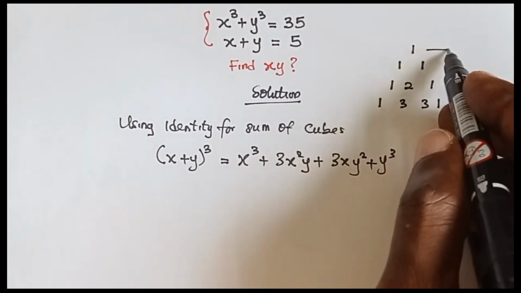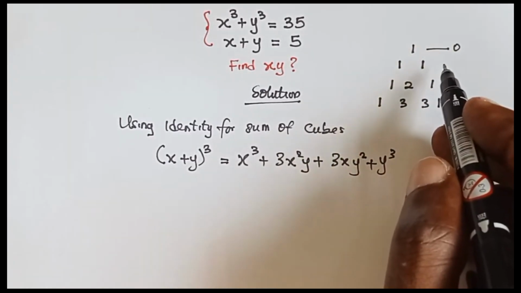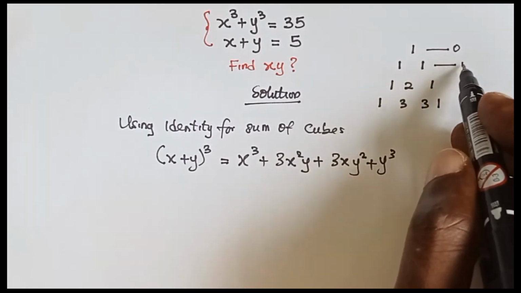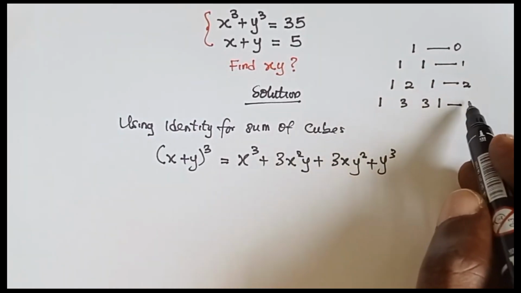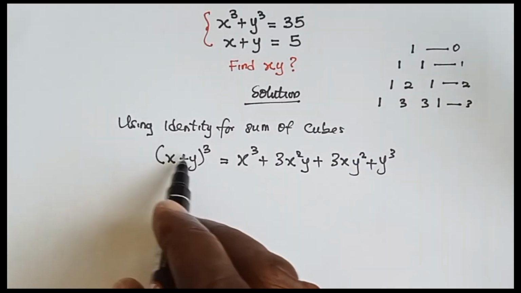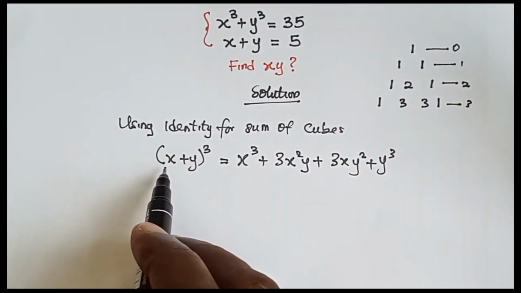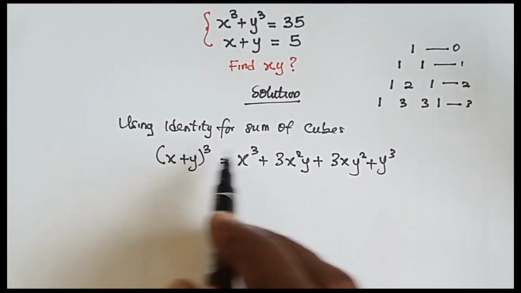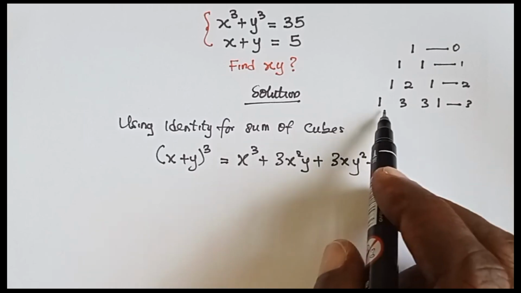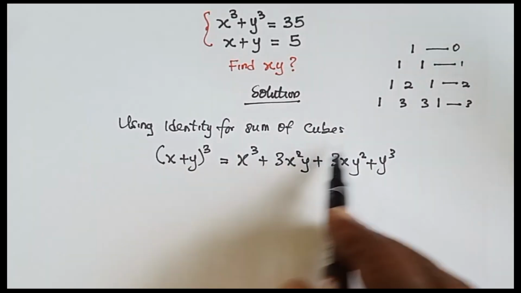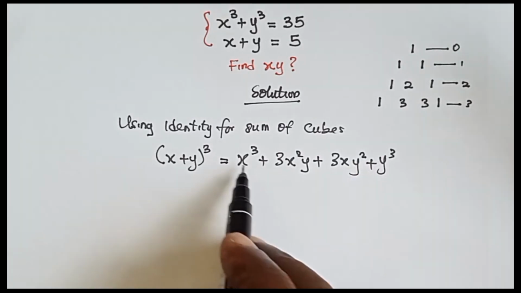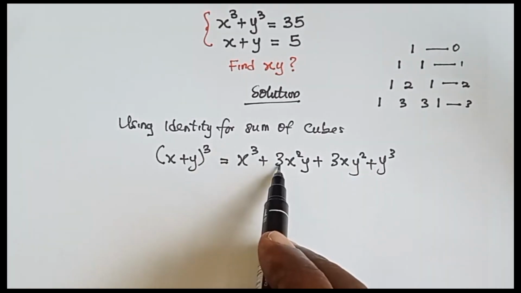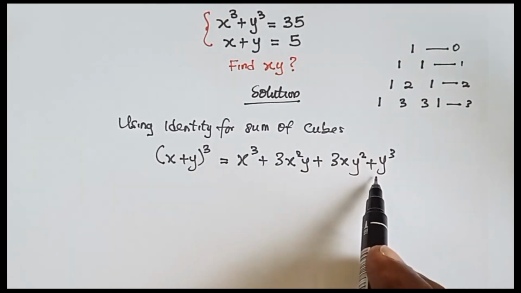This row is when you have the number raised to power 0, this is power 1, this is power 2, and this is when you have it raised to power 3. So as we have (x + y) raised to power 3, we expect the coefficients of these variables to be 1, 3, 3, 1, which we have here.